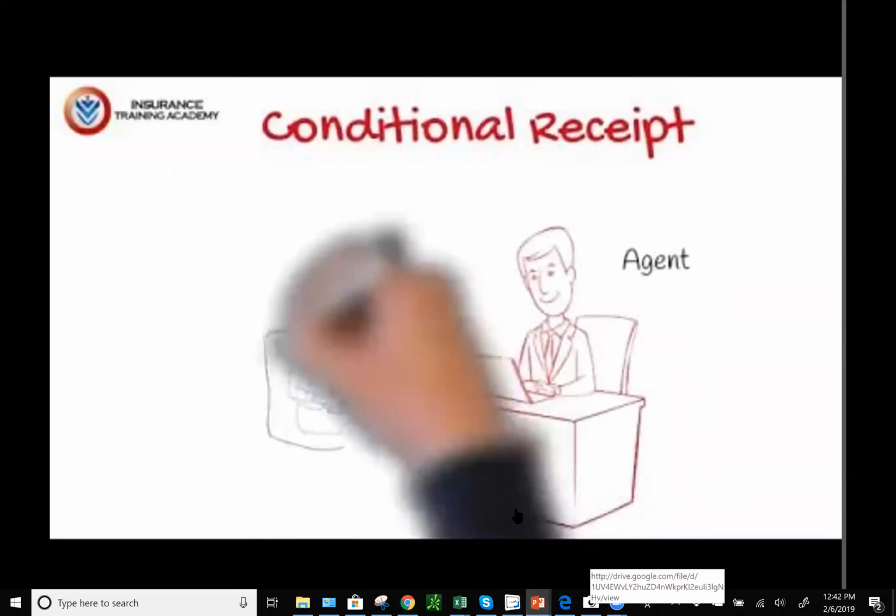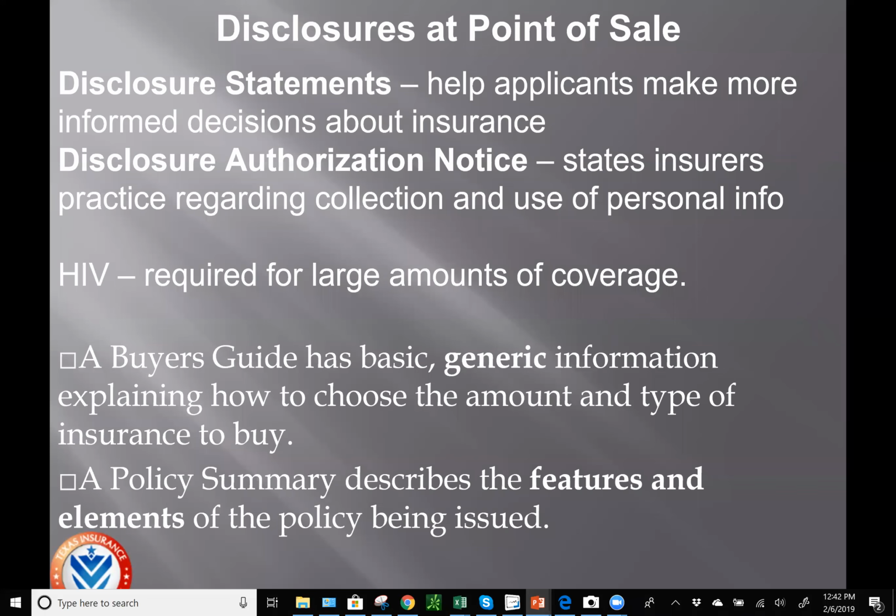All right, so there is your conditional receipt. Hopefully that was helpful. Next, let's look at some disclosures at the point of sale. First, there are disclosure statements. Disclosure statements help applicants make more informed and educated decisions about their choice of insurance. A disclosure statement could be anything, kind of like a buyer's guide that we're going to talk about in a minute.